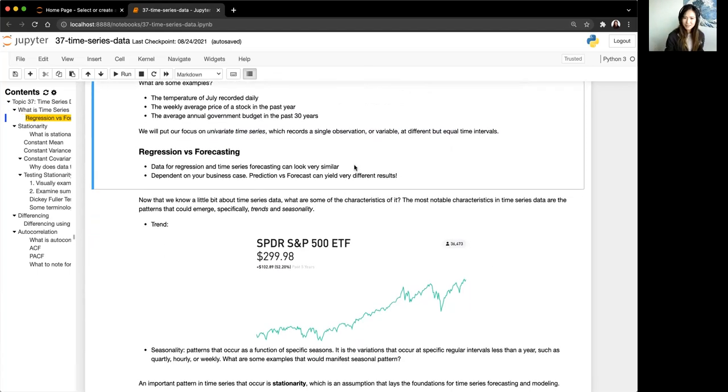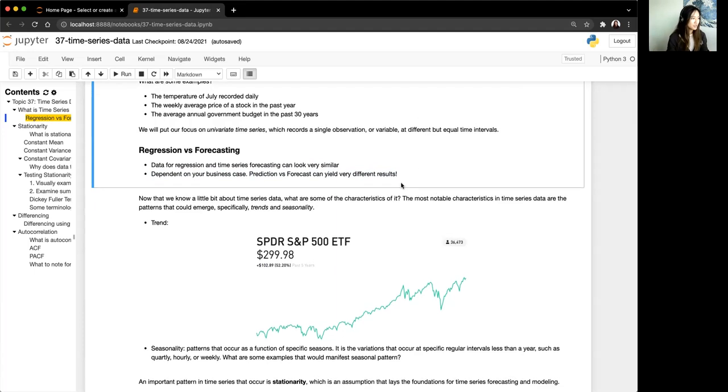Again, quick note, same thing as I was saying before, regression versus forecasting. Oftentimes data for regression and time series forecasting can look very, very similar because both are continuous variables that we're trying to predict. It can be very dependent on your business case because you could potentially do both on one kind of data, but your prediction versus forecast can yield very, very different results. And we'll get into more of those distinctions between regression models and forecasting models tomorrow as well.